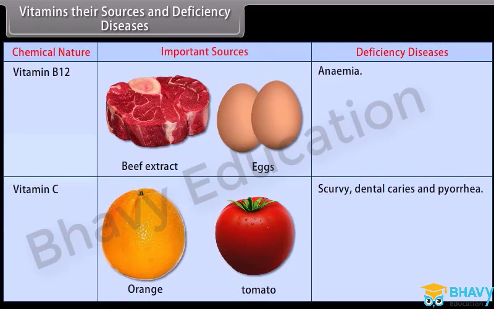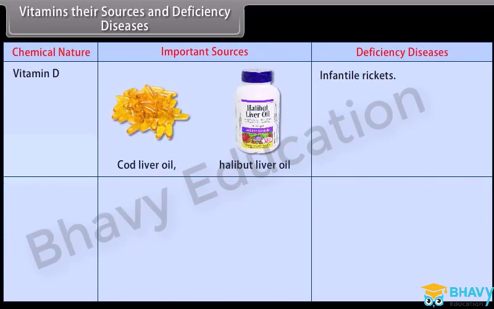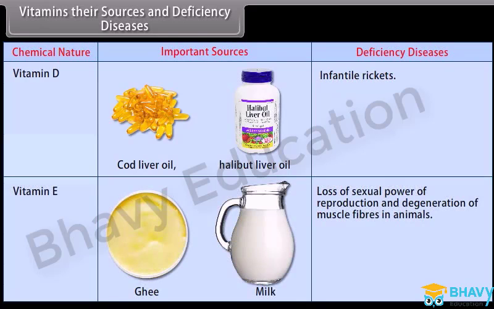Vitamin C is soluble in water. It is destroyed by cooking and exposure to air. It maintains healthy skin and helps in development of body resistance against diseases. Vitamin D is soluble in fats and oils, but insoluble in water. It is stable towards heat and oxidation. Vitamin E is soluble in fats and oils, but insoluble in water. It is stable to heat and oxidation.